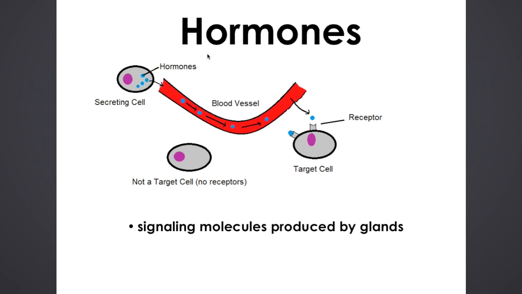Hormones. Repeat after me, hormones. Hormones are signaling molecules produced by glands. These are the hormones. This is the secreting cell into the blood vessel. And these are the hormones that reach the target cell by the receptors.